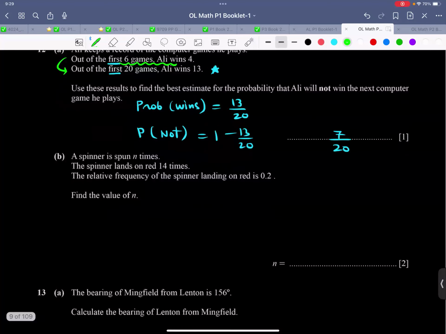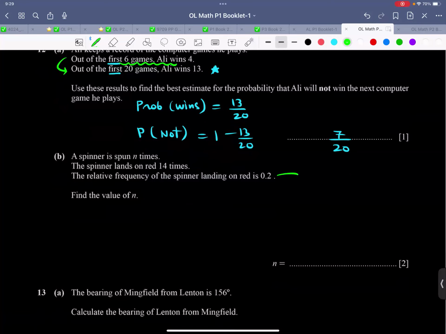The next one, it's about relative frequency, another name for probability. A spinner is spun n times. The spinner lands on red 14 times. The relative frequency is 0.2. Find the value of n.